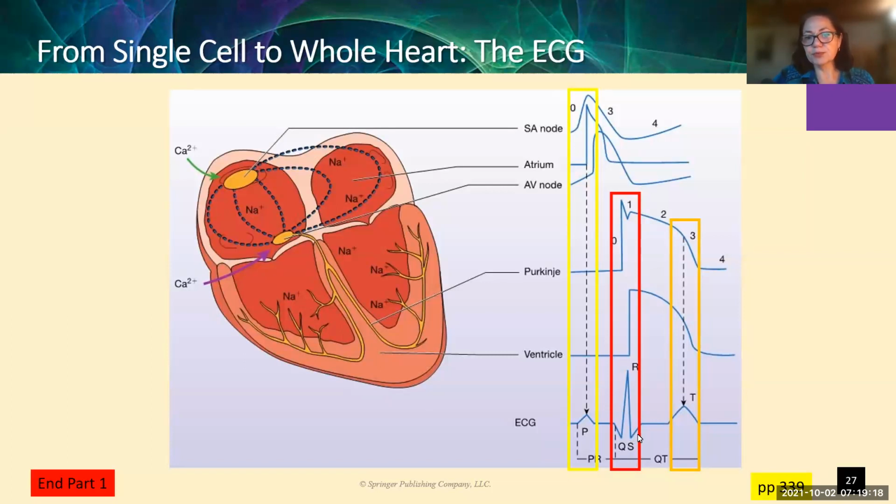And finally, repolarization, as the ions go back to get the levels back to normal for the resting membrane potential. That's going to happen after depolarization, and it's going to be picked up as this T wave. Okay, now let's see departures from this normal sinus rhythm.